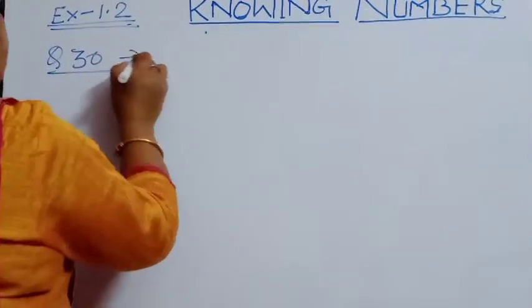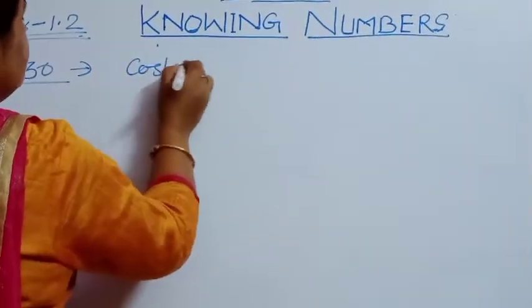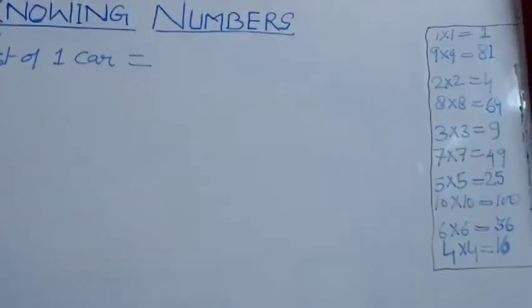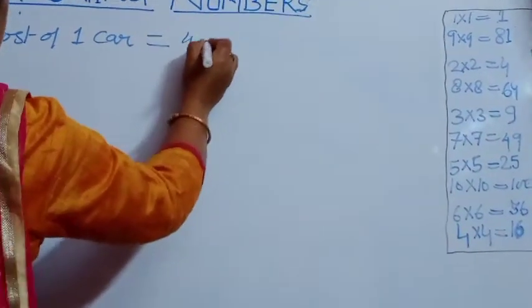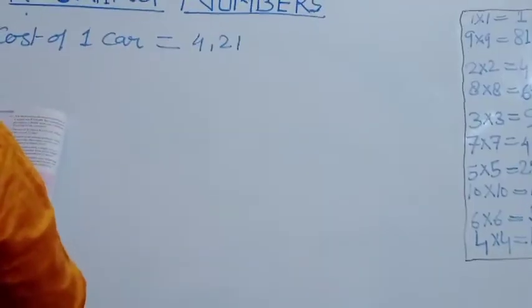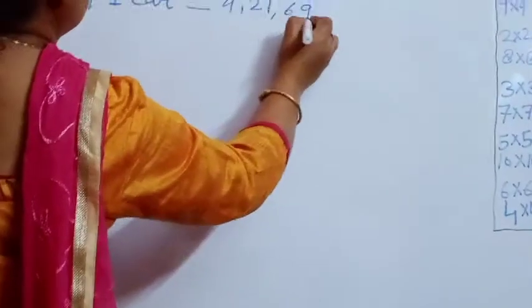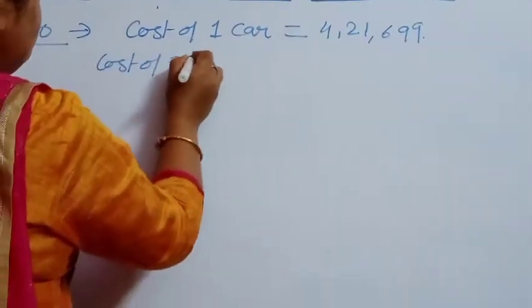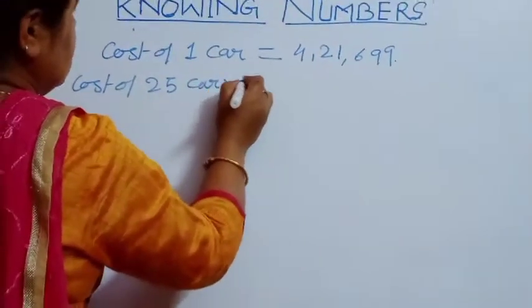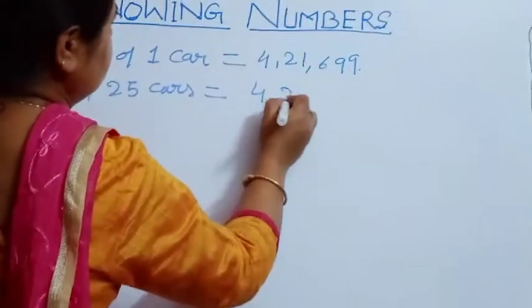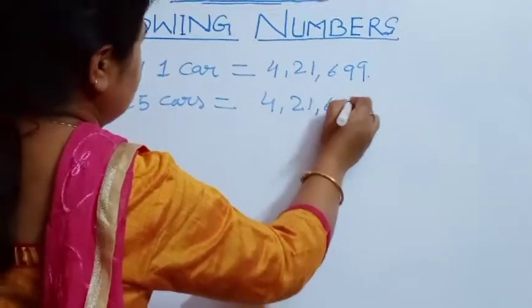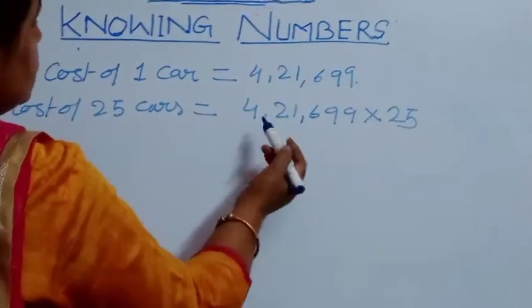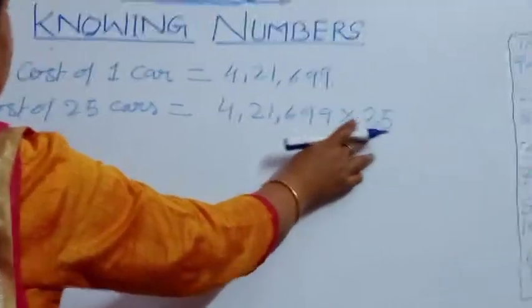Okay. For example, I am writing: cost of one car is equal to 421,699. Okay. Cost of 25 cars is equal to 421,699 multiplied by 25. Cost of 25 cars is equal to this number multiplied by 25.